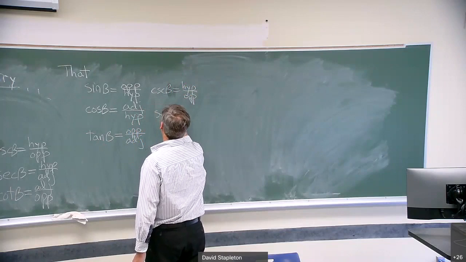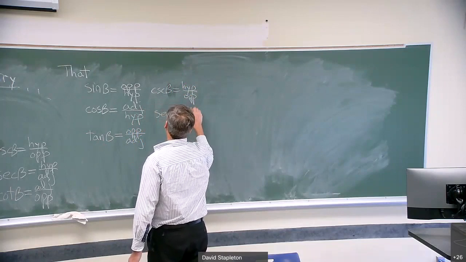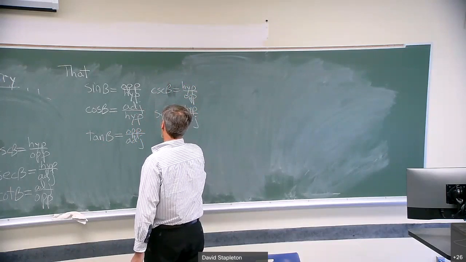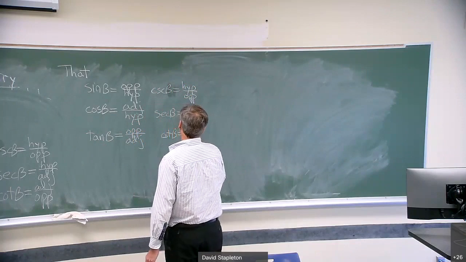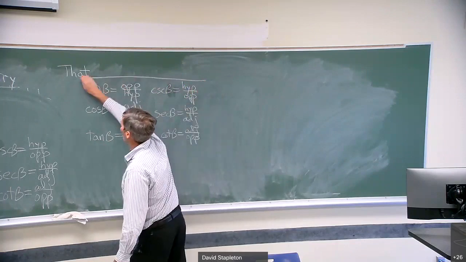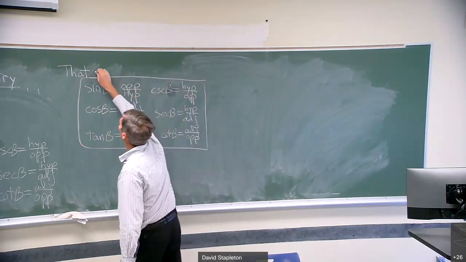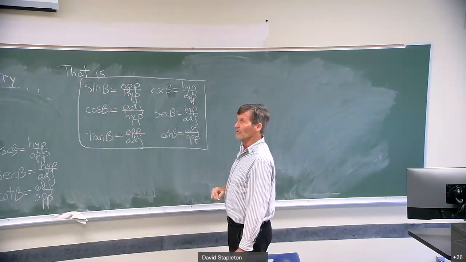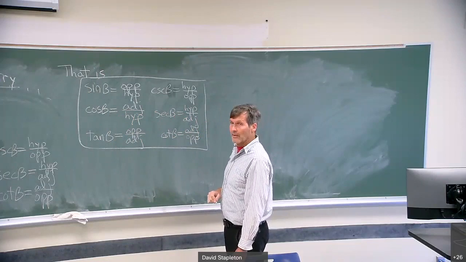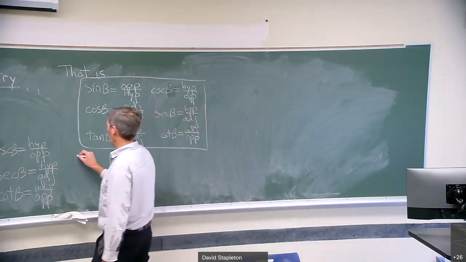Secant is the hypotenuse over the adjacent. And cotangent is the adjacent over the opposite. So there are the relations for triangles. Here's the big point out of this.